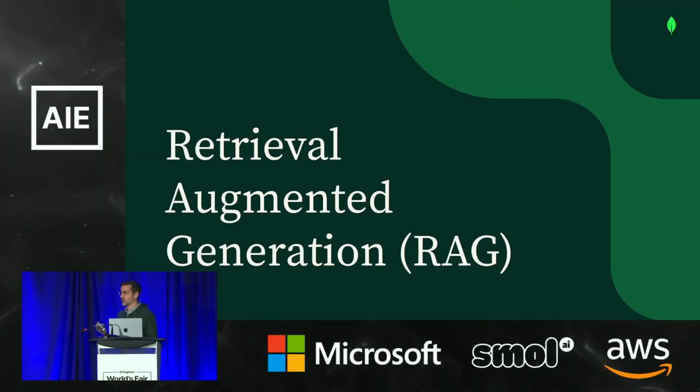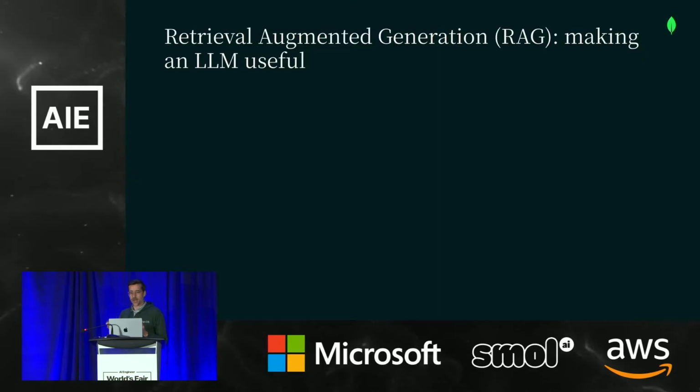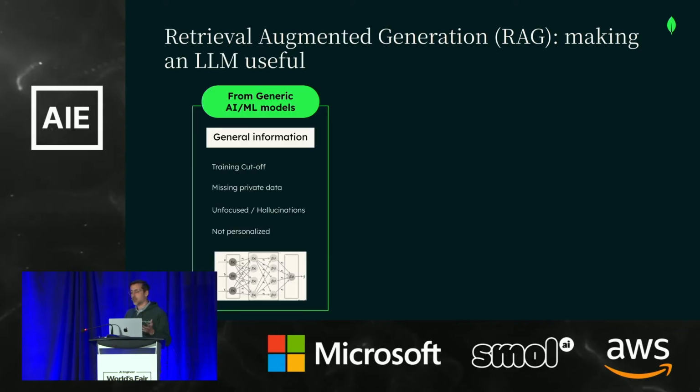RAG stands for Retrieval Augmented Generation. I'm sure this is old hat to most of you, but we're just going to go through it quickly. What this means is that you take a generic AI or ML model, and today we're generally talking about LLMs, but it has a training cutoff. It's missing your private data. Maybe it hallucinates, maybe it doesn't. But overall, it's not personalized.